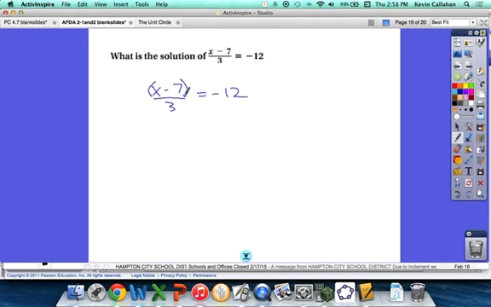So the first operation you want to do is, since that 3 is dividing the entire left-hand side, multiply to get rid of that denominator first, right? You can't deal with the negative 7 until you get rid of the 3 first. So multiply times 3 on both sides. Now that cancels the 3. You still have x minus 7 equals negative 36.